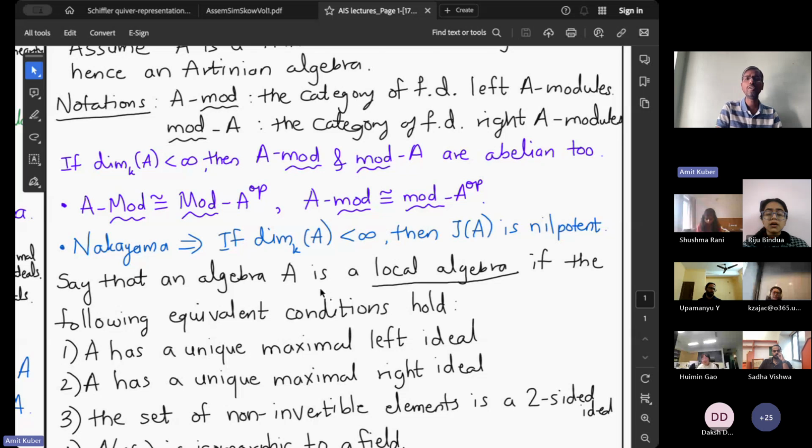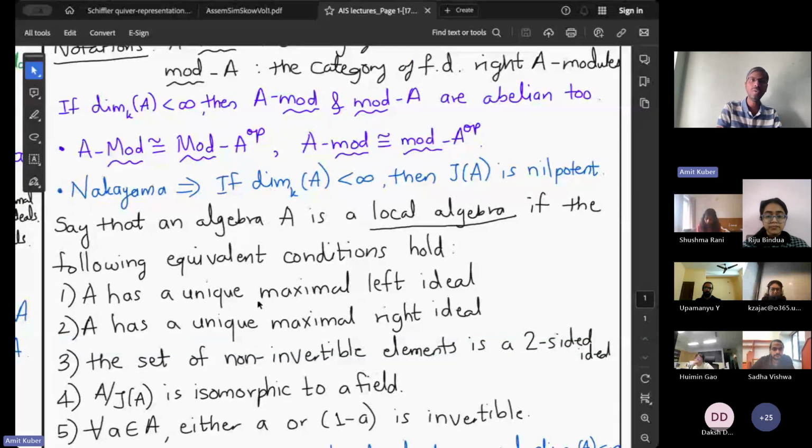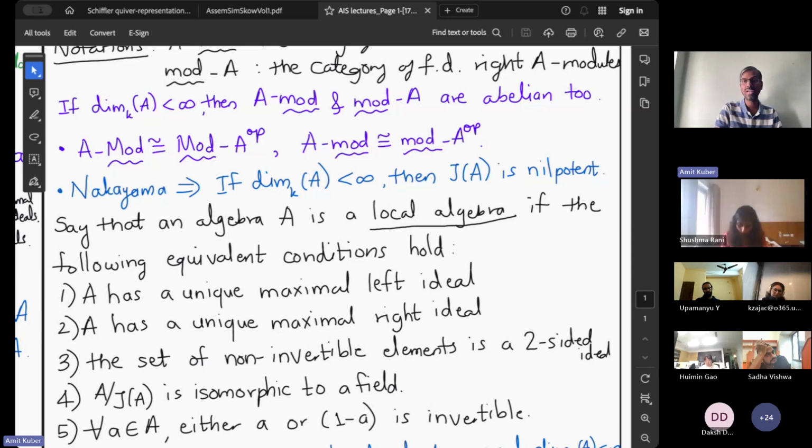Where are we going to use all these things? Well, in this particular case of a local algebra. Again, something very standard. Local means that there is a unique maximal ideal, but which one? Left or right? Here we are going to say that it doesn't matter whether left or right. They are equivalent: having a unique maximal left ideal, having a unique maximal right ideal, and the set of non-invertible elements forming a two-sided ideal.